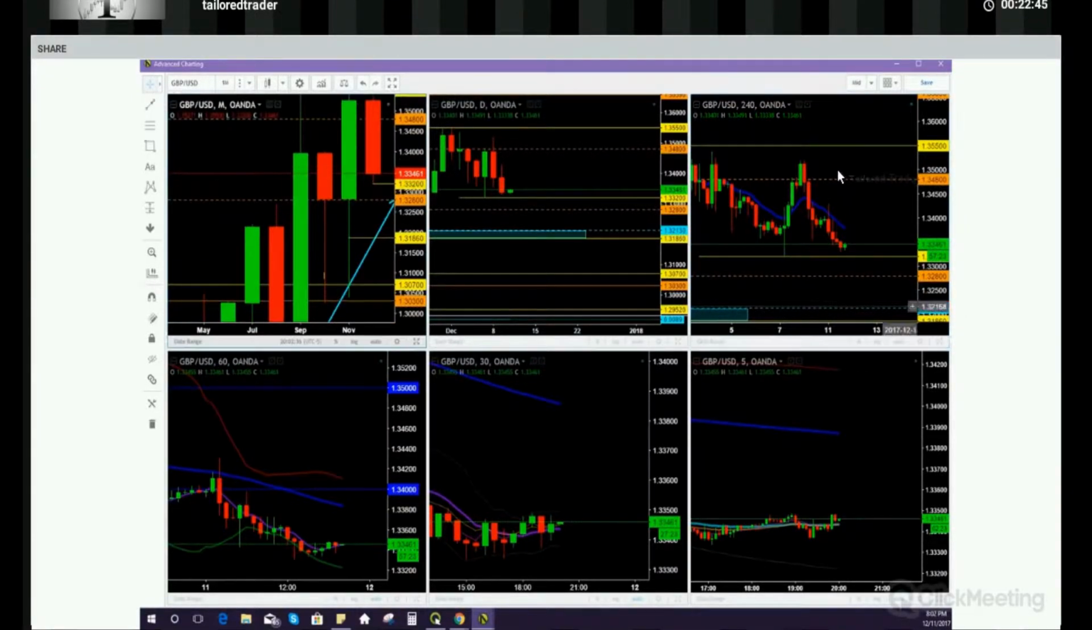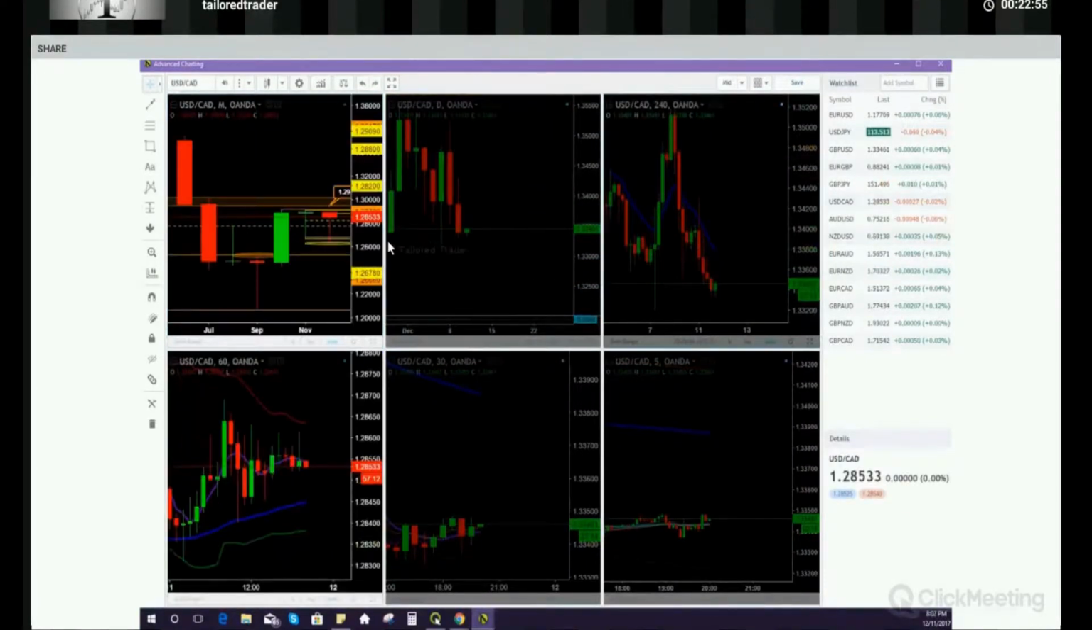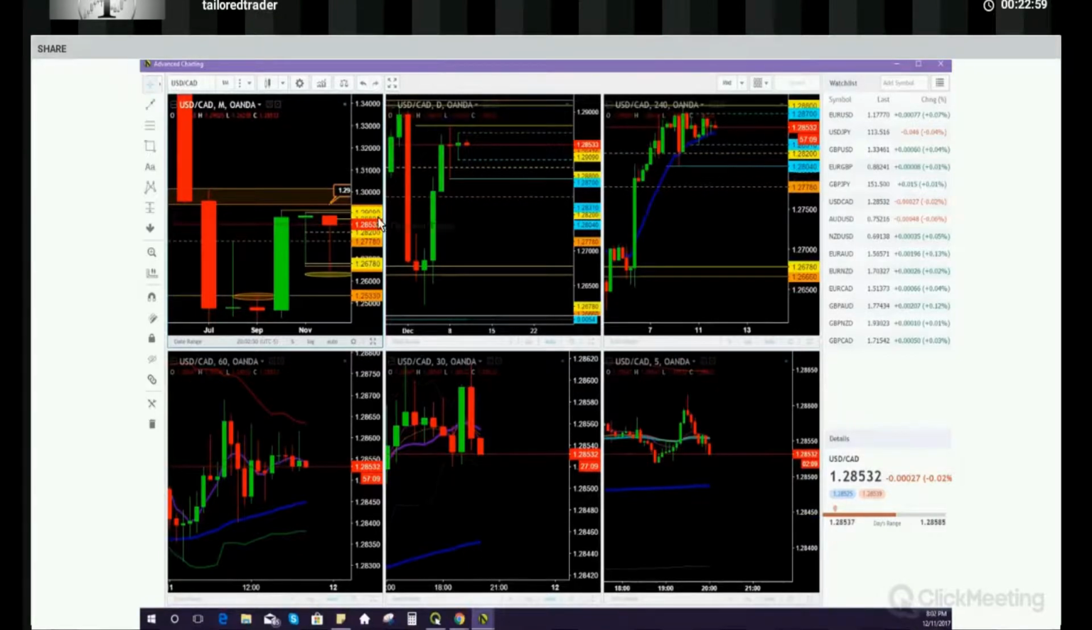That's what I'll be looking for. I'm going to skip over the euro pound and the pound yen just for now. Those are two pairs I maybe can get back to towards the end. I feel like I'm taking a little bit too much time versus filling in as much information as I possibly can.